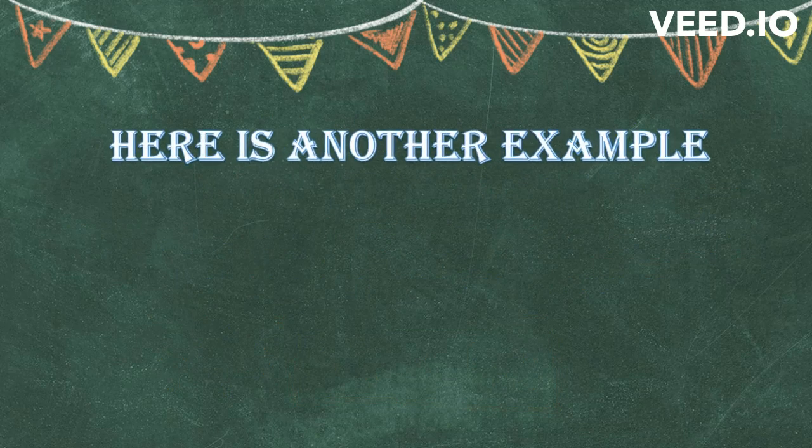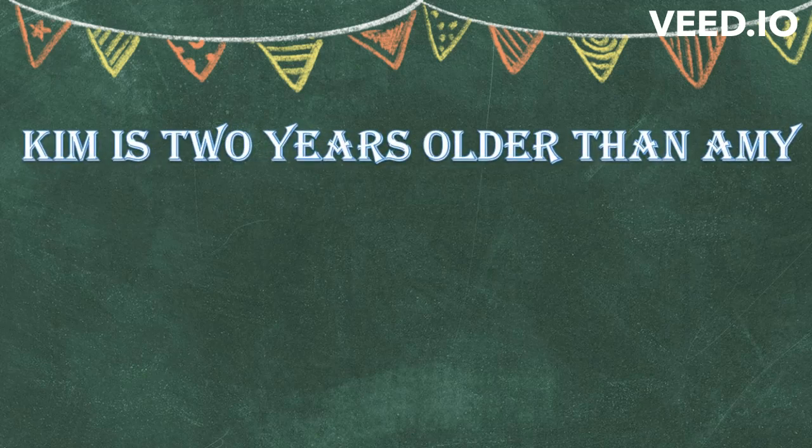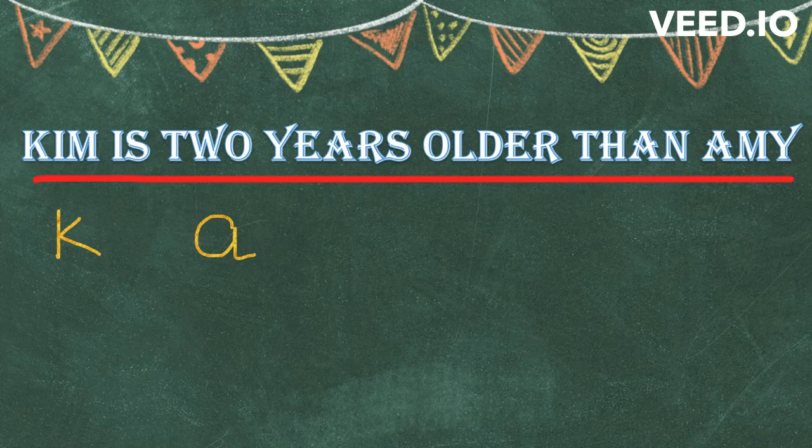Let's take another example. Kim is 2 years older than Amy. Let's say K is Kim's age. Amy's age is A. Kim is 2 years older. That means K is A plus 2. Is that clear?